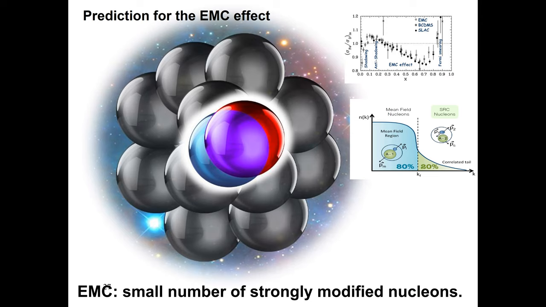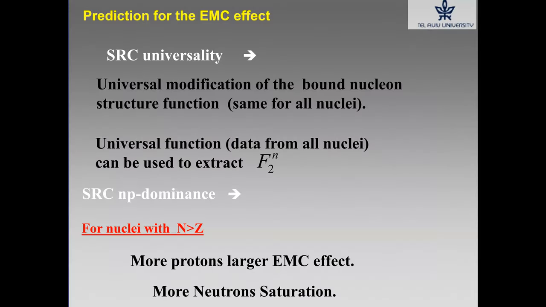Okay, so this is one consequence if you want to associate these two. Let's talk about another thing. We say that short range correlations are universal, which means if the short range correlations and the EMC effect come from the same source, the EMC effect should be universal. This means that I should be able to find a single modification function that describes the EMC effect in all nuclei. I don't have to adjust the modification for each nucleus according to its nuclear structure, if this story is true. And there's some consequence about the deuteron, which I'll say later. And NP dominance, what it means in neutron-rich nuclei is that we have more short-range protons. The probability for a proton to be above the Fermi sea level is bigger. Therefore, the EMC effect for the proton should be bigger than for the neutrons.